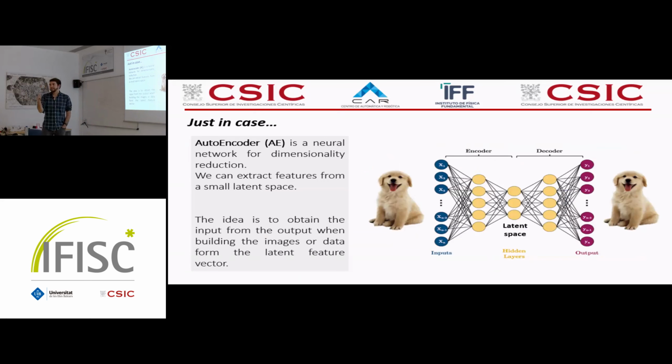Well, this is just in case, because now I'm going to talk about autoencoders. Before, when I was talking, they were saying that they didn't know what it was. An autoencoder is a neural network for dimensionality reduction, in which we train the model to get in the output the same as the input, going through the latent space, which is a vector with a limited number of variables. What we want to obtain is to minimize the loss function, with the encoder and the decoder from the latent space.